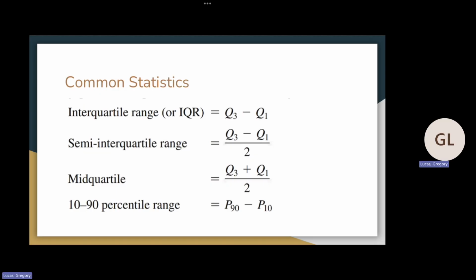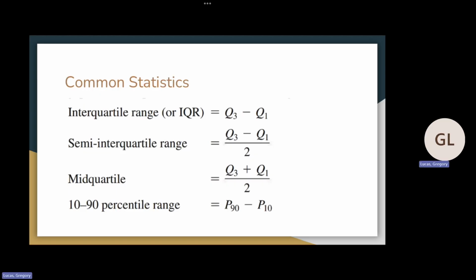We also have the semi-interquartile range. We take those two values, and then we divide by 2. So the third quartile position's number subtracted from the first quartile position's number, we divide by 2.